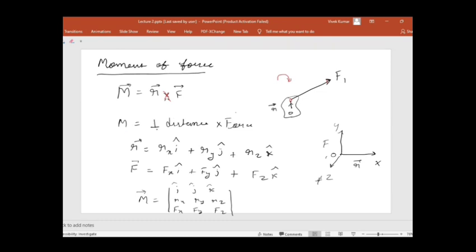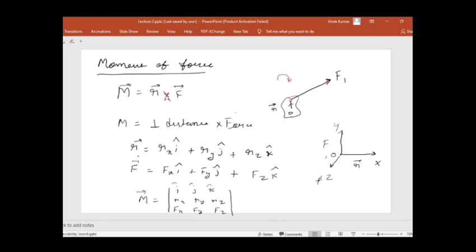And in scalar terms, it can be defined as force into perpendicular distance from the point about which you are going to find out the moment. Okay.